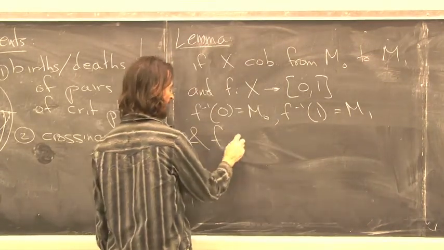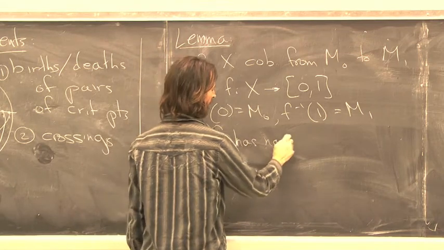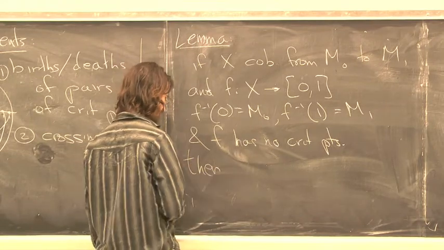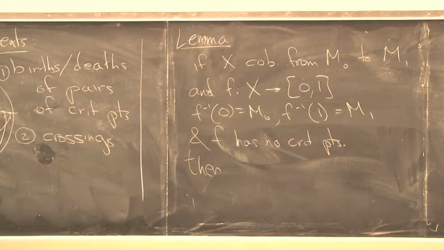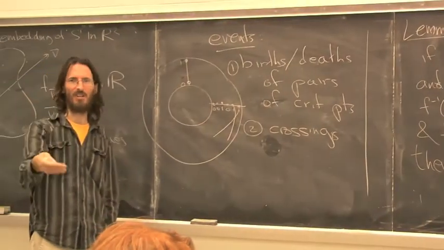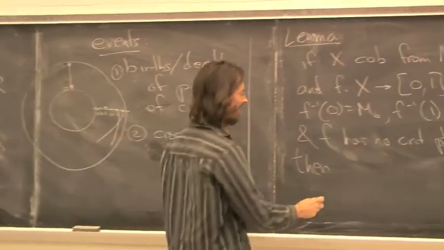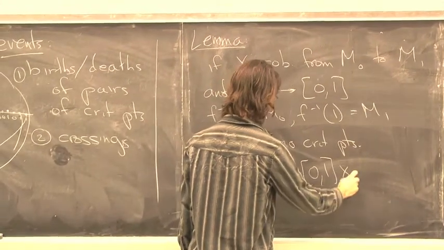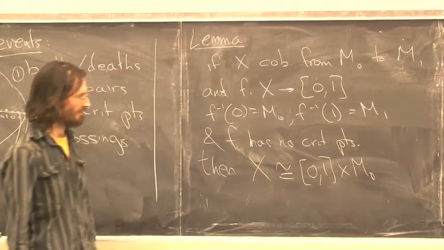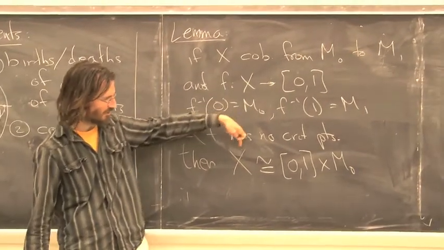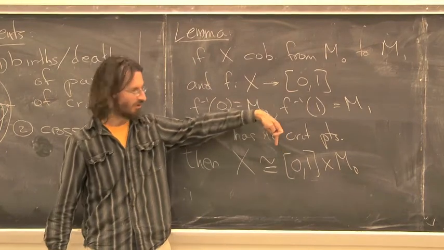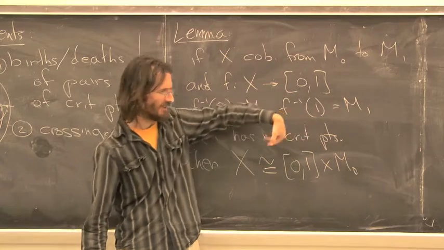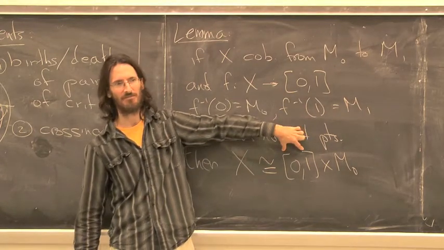And if F has no critical points, then we want to conclude this is going to be the first example of going from knowing something about the Morse function to knowing something about the topology of the manifold. Then X is diffeomorphic to [0,1] cross M0. And if you want, you can be even more careful about it. The diffeomorphism we construct will be such that the Morse function F becomes, under this diffeomorphism, just projection to [0,1].